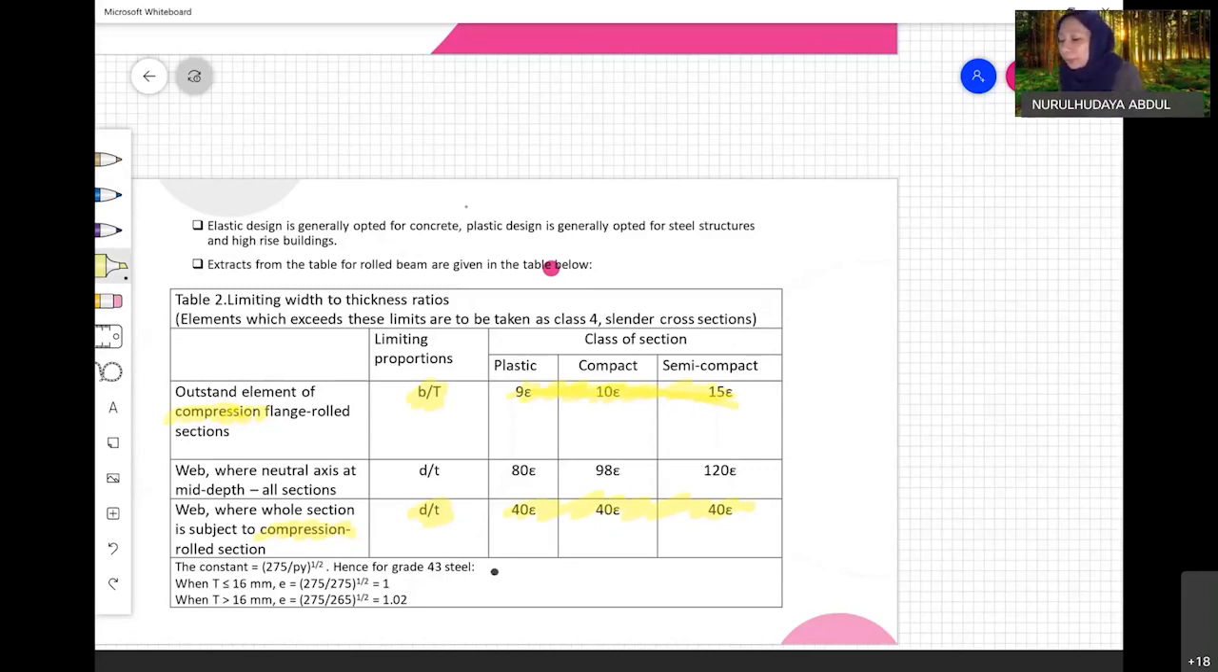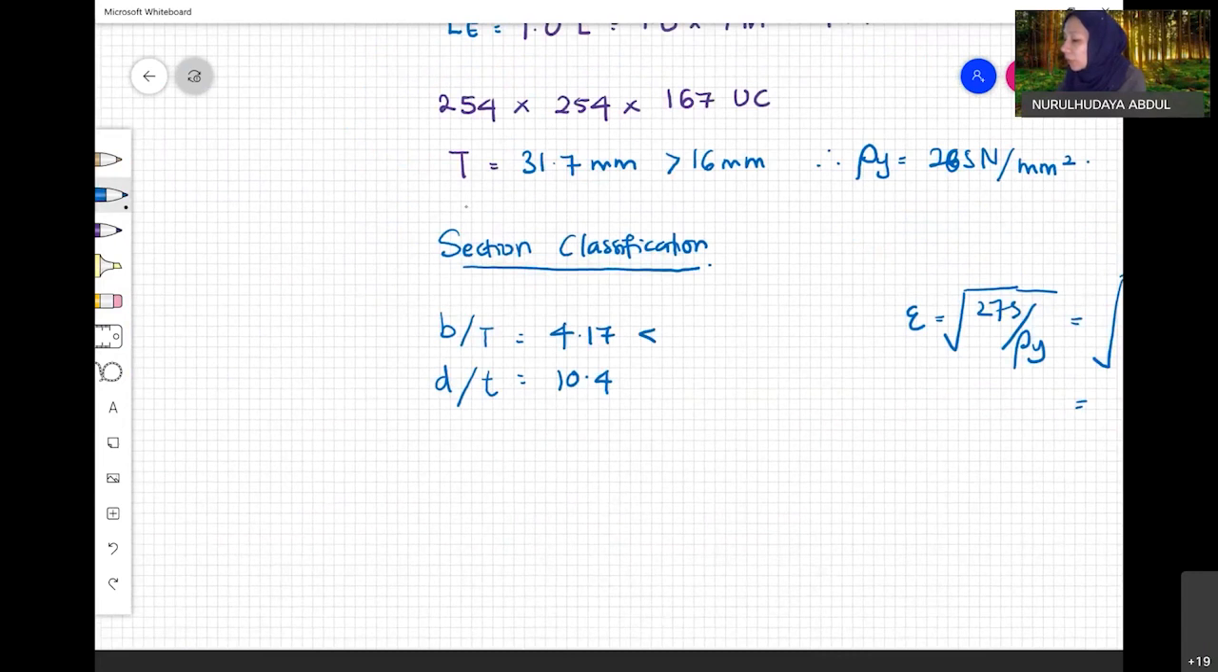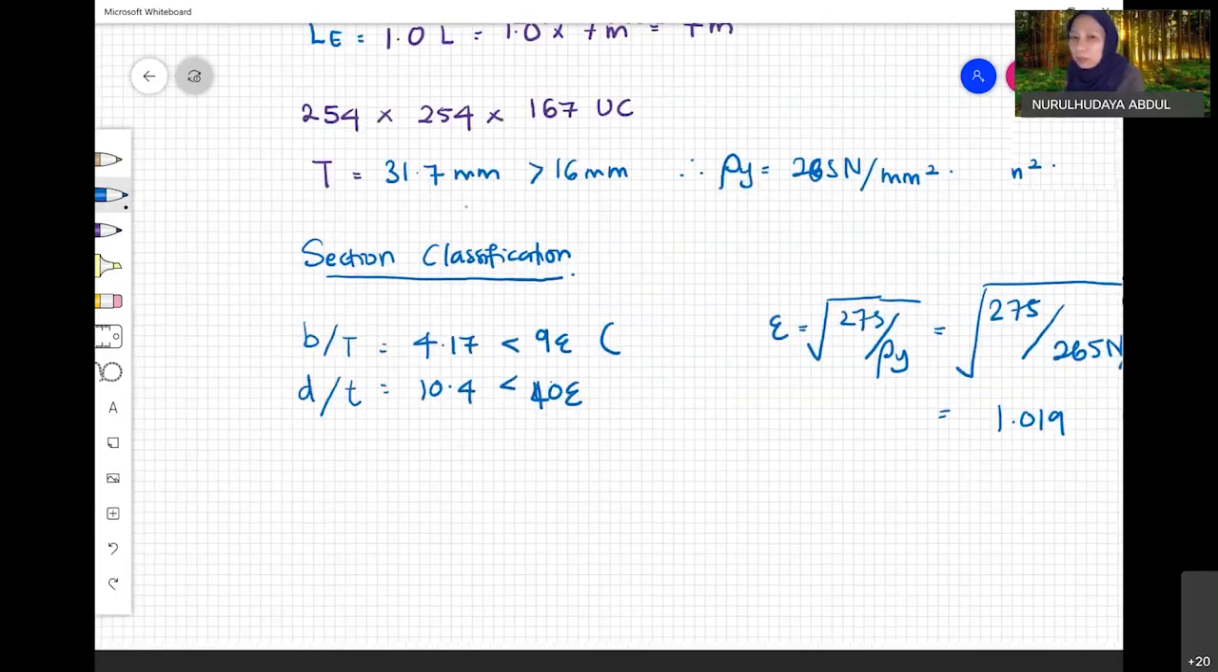Bila dia slender, when you going to calculate for PC, which is the compression resistance yang last kali yang PC equal to AGPC tu, you must make sure that dia bukan slender. Kalau dia slender, formula dia bukan AGPC. Formula dia will be different. Okay? So this one will be less than 9 constant and, sorry, 40 constant. 9 constant tadi.